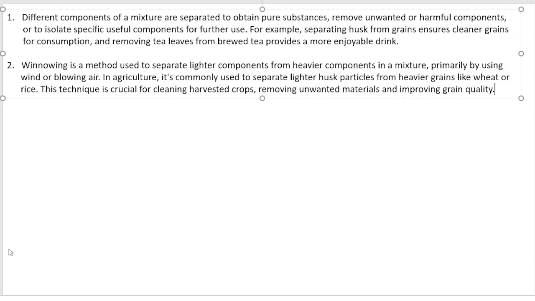Okay, so our next question is question number 3. So our next question is, how will you separate husk or dirt particles from a given sample of pulses before cooking?